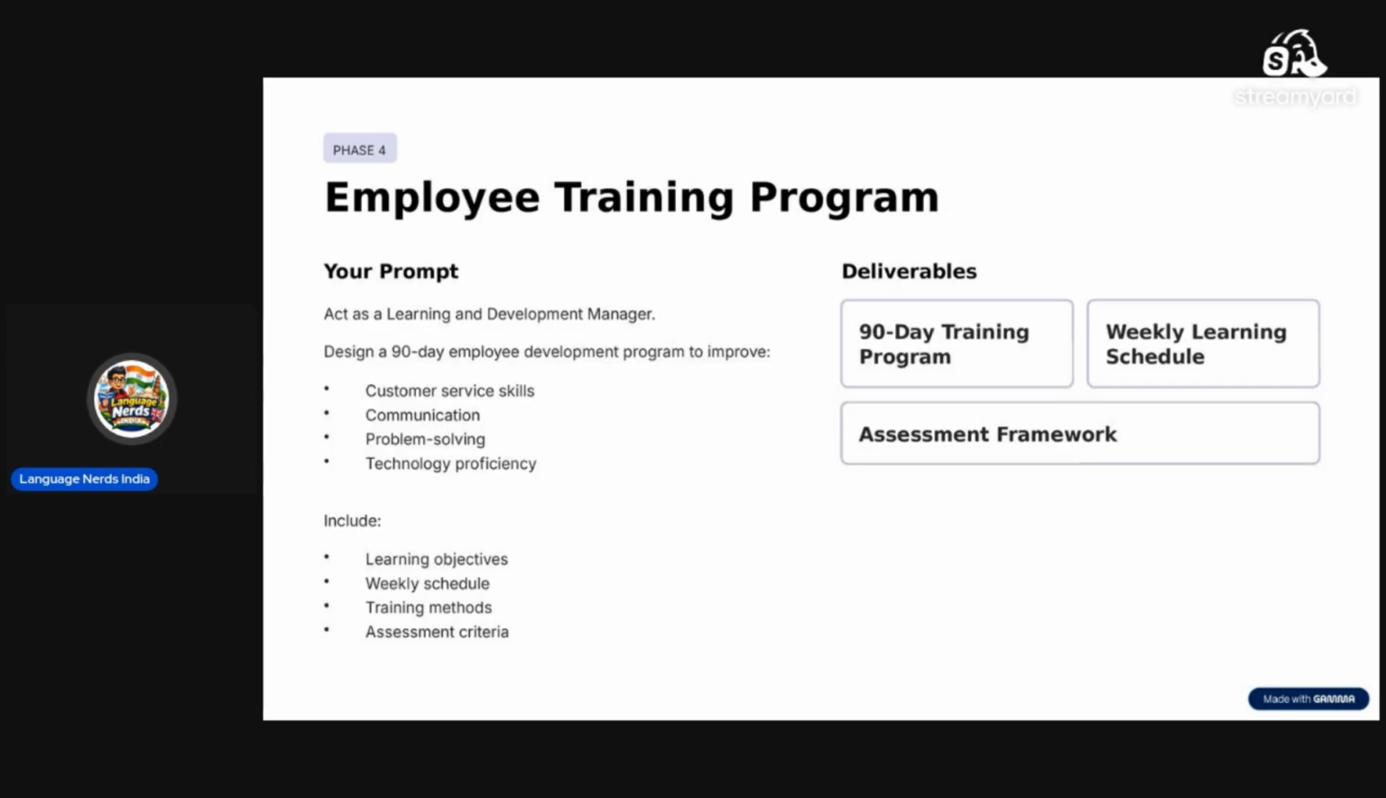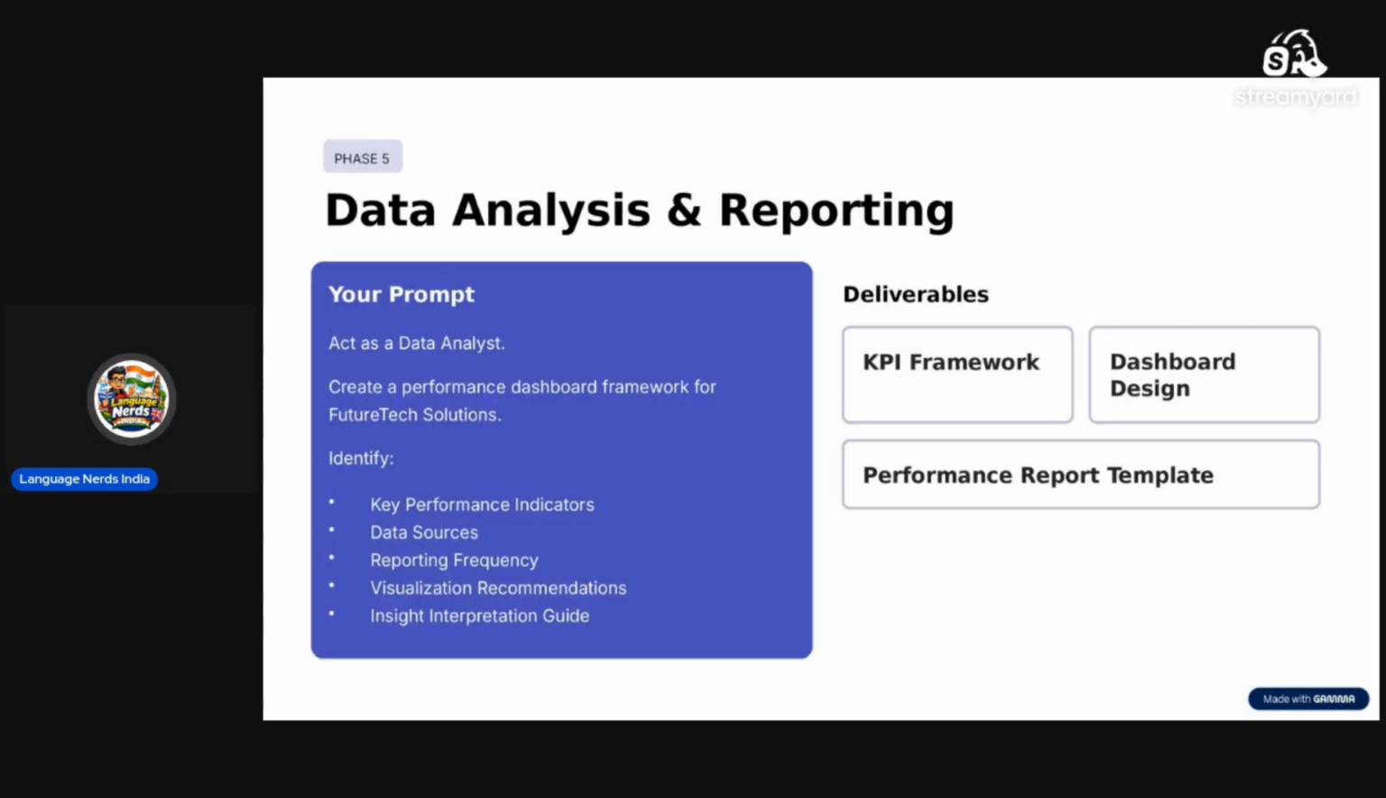For the employee training program, your prompt can be: act as a learning and development manager, design a 90-day employee development program to improve customer service skills, communication, problem solving, technology proficiency. Include learning objectives, weekly schedule, training methods, assessment criteria. The deliverable should be a 90-day training program, weekly learning schedule, and assessment framework.